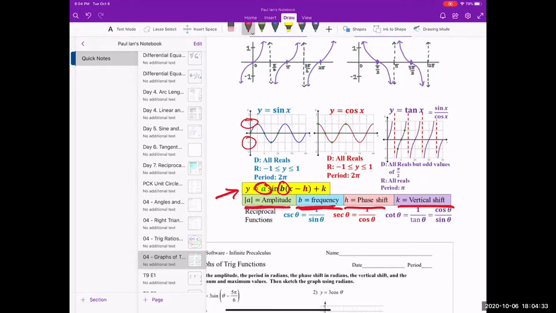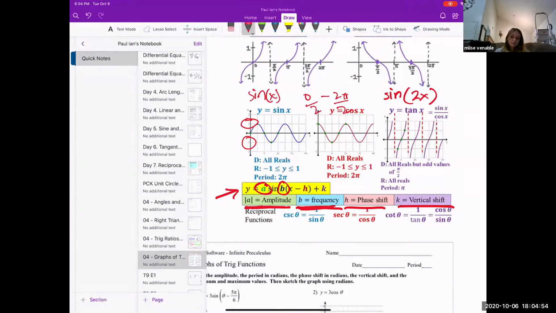What that means is, for example, your period goes from 0 to 2 pi if it's just sine x. If you have a number in there, like 2x, then you just divide everything by 2. Does this sound familiar?